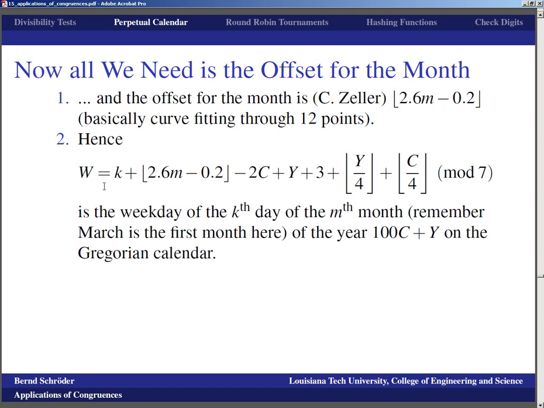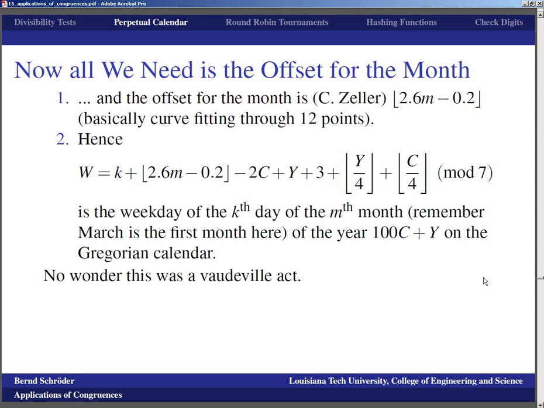And so that means W, the weekday for the kth day of the nth month, remember March is the first month however, of the year 100c plus y on the Gregorian calendar is k plus 2.6 m minus 0.2, greatest integer below that, minus 2 times the number of the century plus the number of the year once you've ditched the centuries, plus 3 plus the number of the year divided by 4, greatest integer below that, plus the number of the century divided by 4, greatest integer below that, modulo 7.